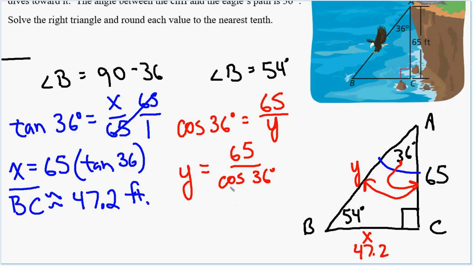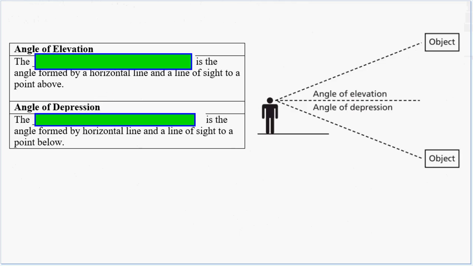We punch that in the calculator. Again, that's side Y, or we could go back to calling it hypotenuse AB. AB is approximately 80.3. Again, don't forget the units, feet. Okay, I hope the eagle enjoyed his fish.